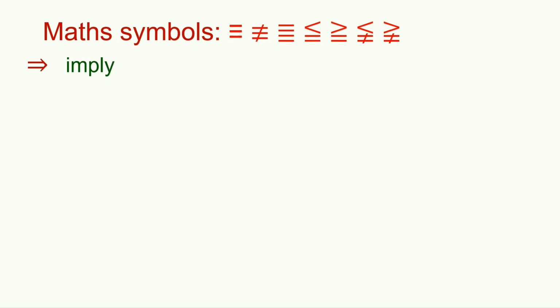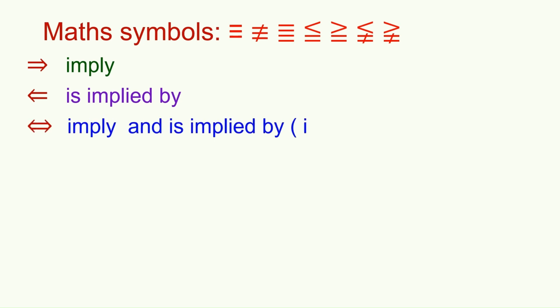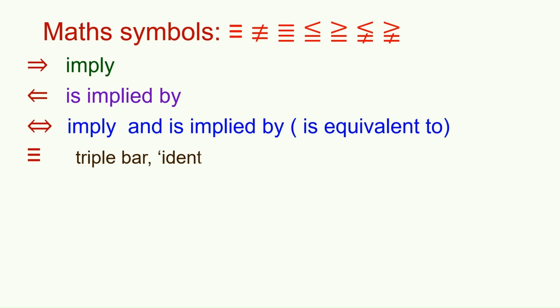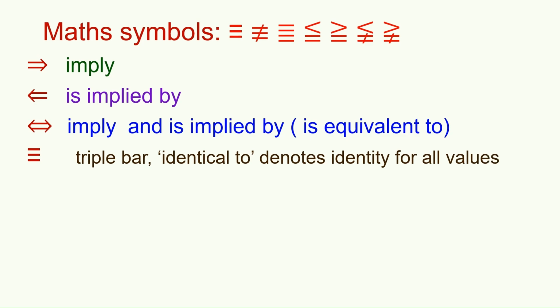More math symbols to represent statements. Right arrow with double line means implies. Left arrow with double line means is implied by. Double arrow with double lines means implies and is implied by, or is equivalent to. Triple bar, identical to, denotes identity for all values.